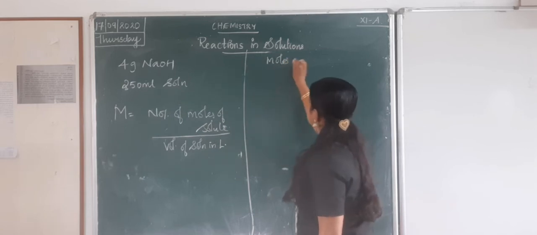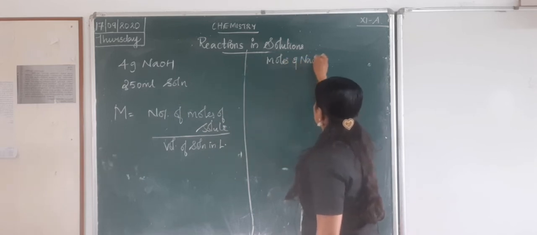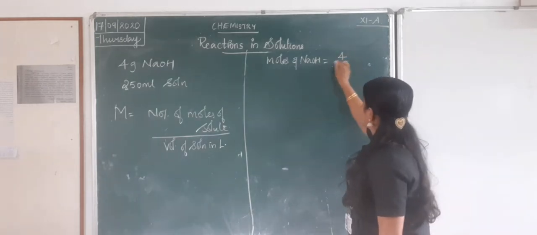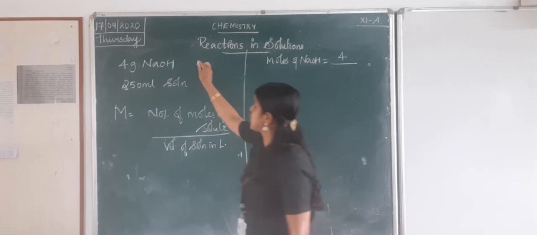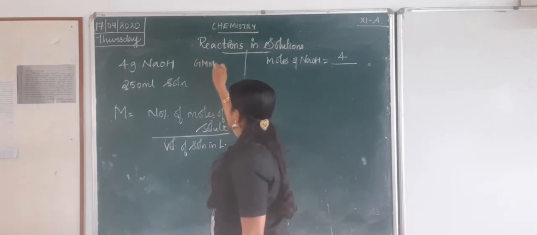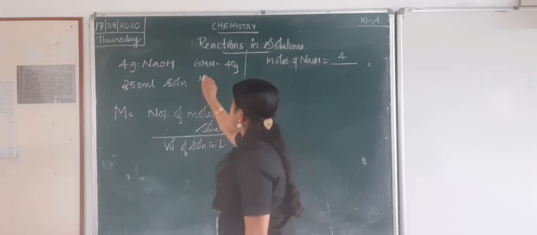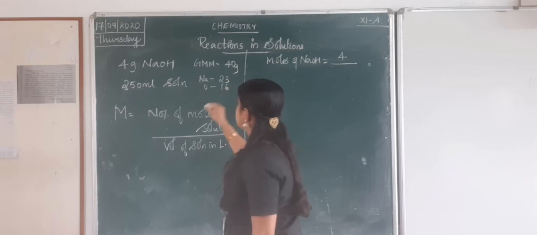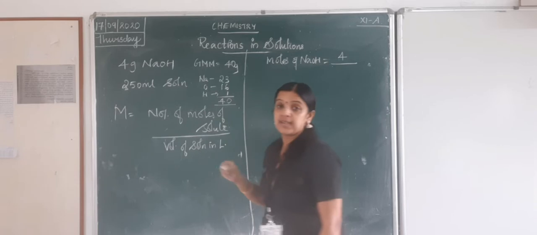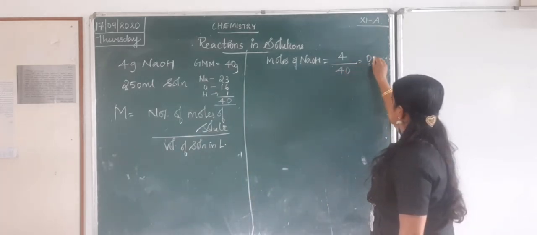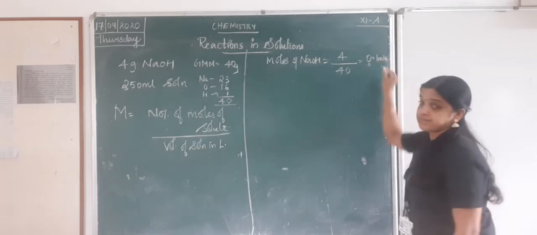So to calculate moles of NaOH, how do I calculate? Mass in grams by GMM. So it is 4 divided by, what is the GMM of sodium hydroxide? It is 40 grams. How do I get 40 grams? Sodium is 23, oxygen is 16, hydrogen is 1. Together it will make 40 grams. So 4 divided by 40, which is 0.1 moles.